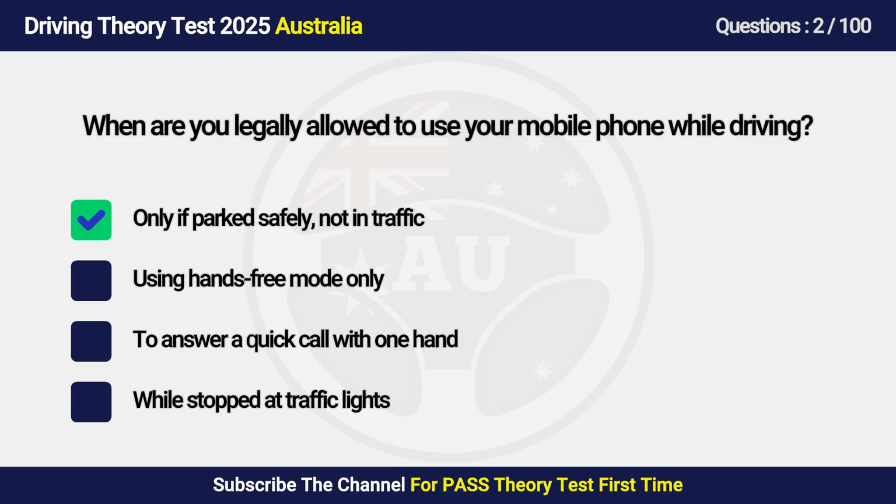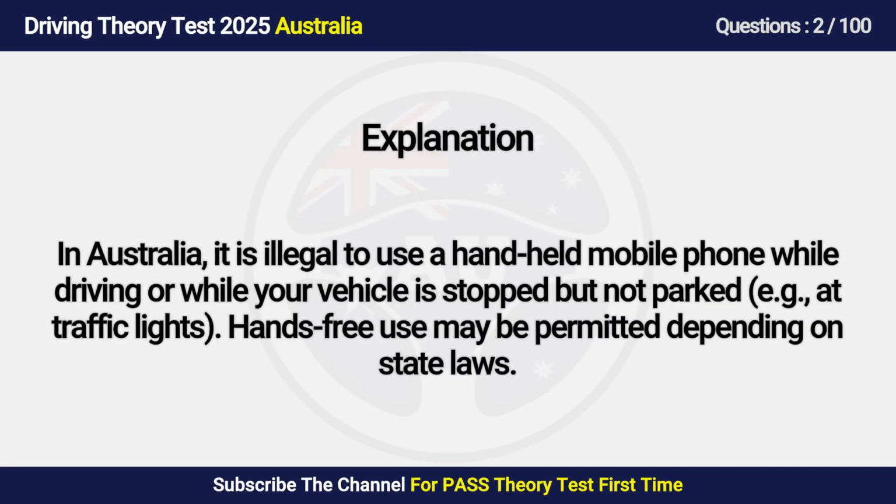Answer is A. Only if parked safely, not in traffic. In Australia, it is illegal to use a mobile phone while driving or while your vehicle is stopped but not parked, e.g., at traffic lights. Hands-free use may be permitted depending on state laws.